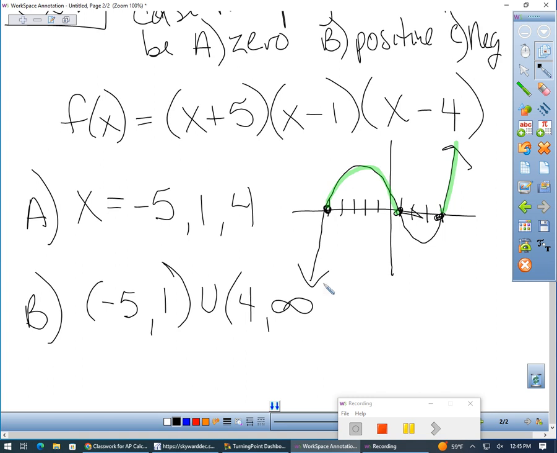All right, now, you'll notice I put a parenthesis on that. Why did I put a parenthesis on it? Correct, it just wants to know where it's positive. Very good. All right, then for part C, we want to know where it's in negative land.